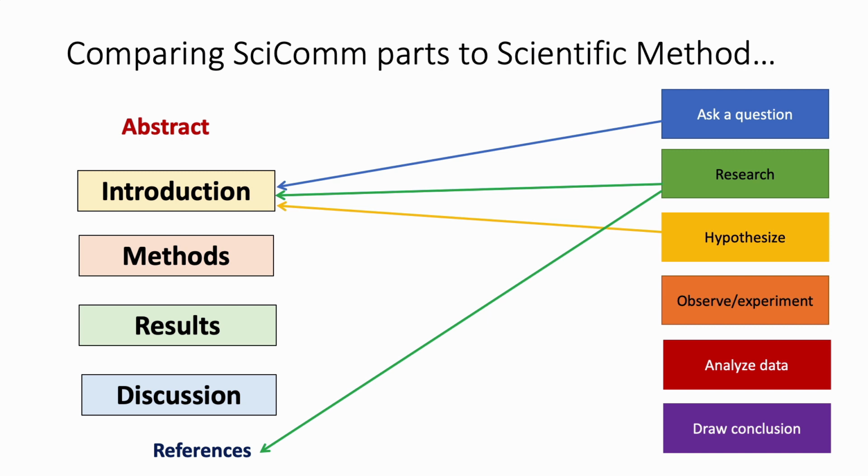Okay, so now you're going to experiment or make observations. And where do these show? Well, how you do your experiment ends up in the method section. And then what you observe as you do that experiment ends up in the results section.